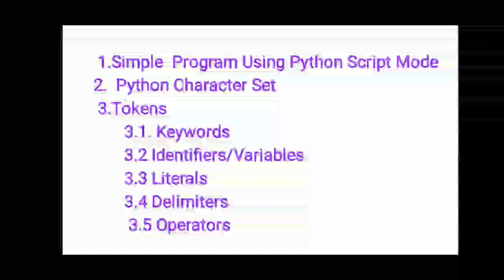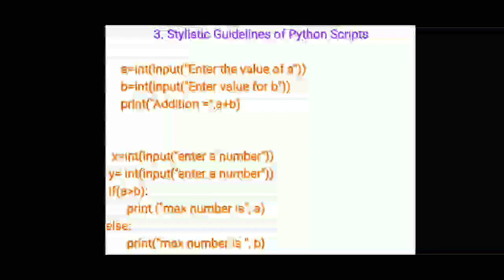Next one is about stylistic guidelines of a Python script. There are two important things. One is the name and the second one is the comment. When you are choosing the name of an identifier, always select a meaningful name. Suppose you want to create a variable for storing the value of addition. You create the variable as addition instead of x, y, z, because the variable should explain what type of value it is going to store. So with addition, it is easy to understand that it is going to store the value of addition.